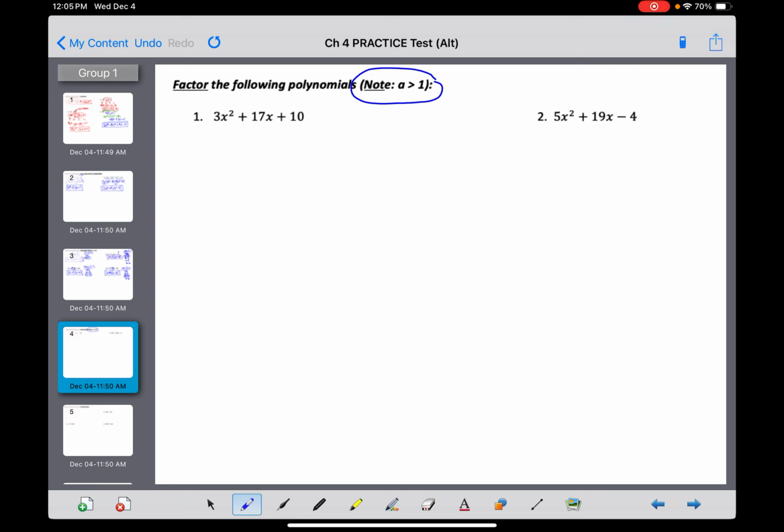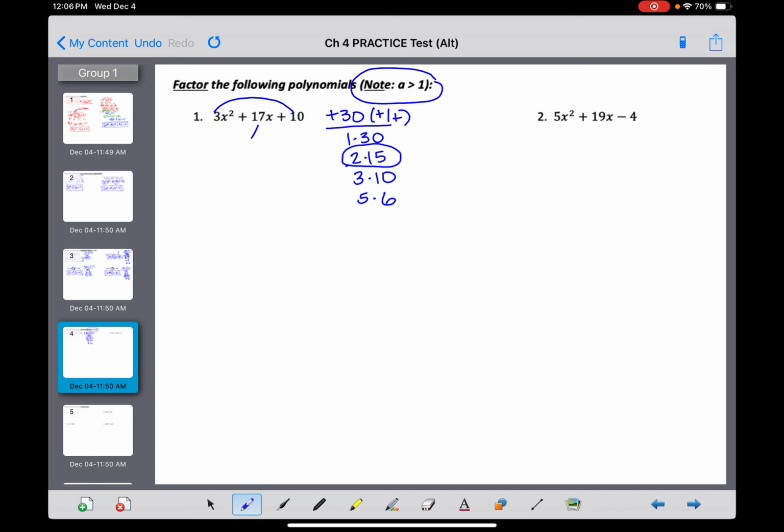I'll do a variety here just so that we can get some practice. On the first one, I will do split the middle. So my first step is going to be to multiply 3 times 10, which is going to make positive 30. And if two numbers multiply to make a positive, they have the same sign. I want them to add to make a positive 17, so I know that means they will both be positive. Ways to make 30 are 1 times 30, 2 times 15, 3 times 10, and 5 times 6. I need a positive 17, and I need them both to be positive. So that means it has to be 2 and 15.